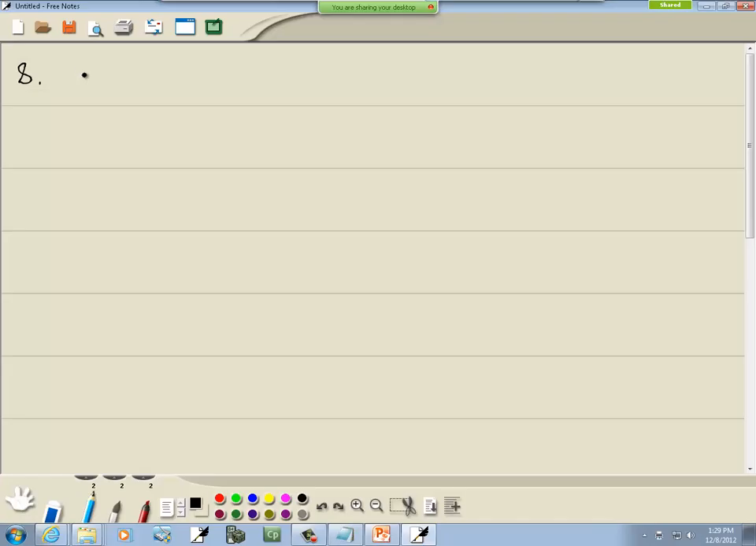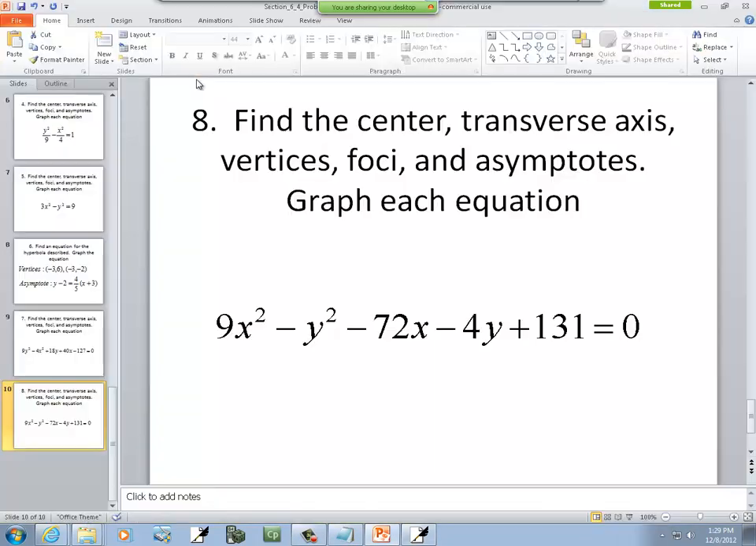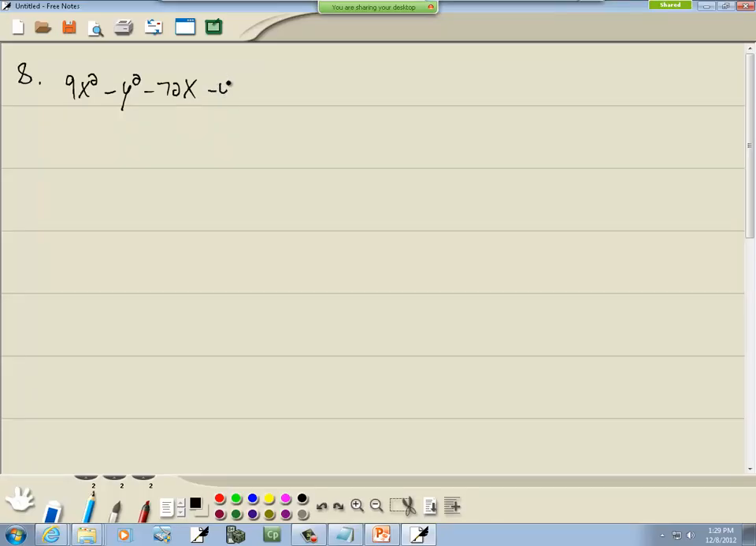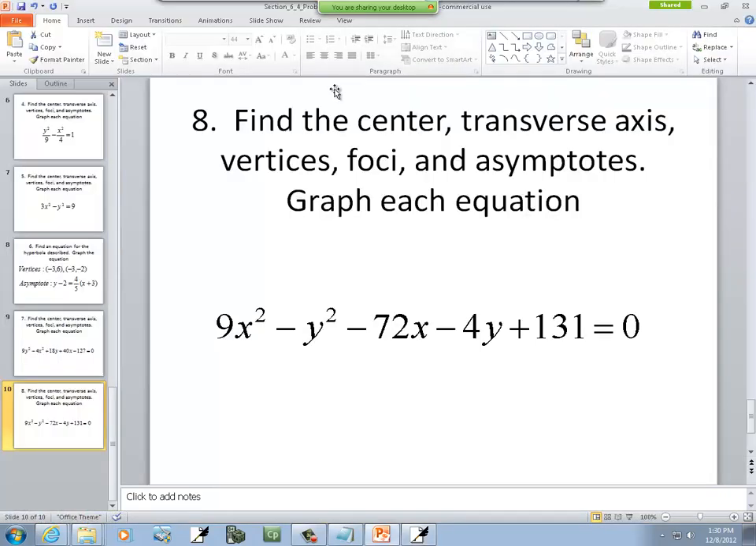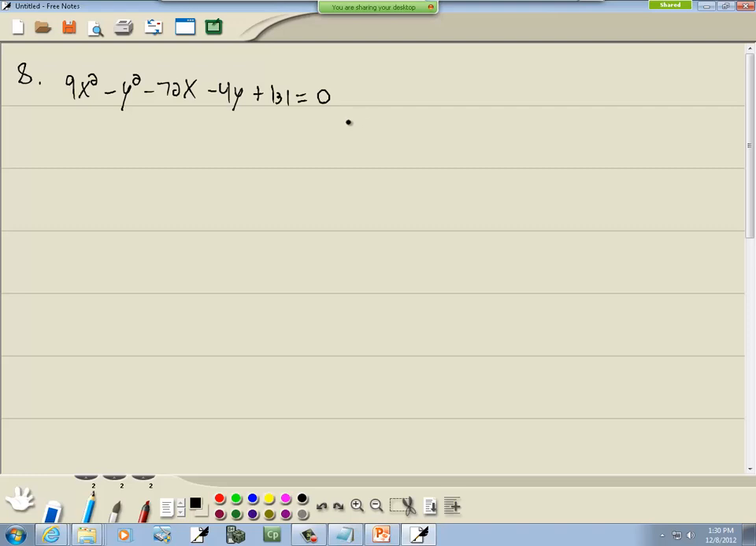Okay, so we got 9x squared minus y squared minus 72x minus 4y plus 131 equals 0. Okay, it's given us in general form of conic, and we got to write it into our standard form like we did before.